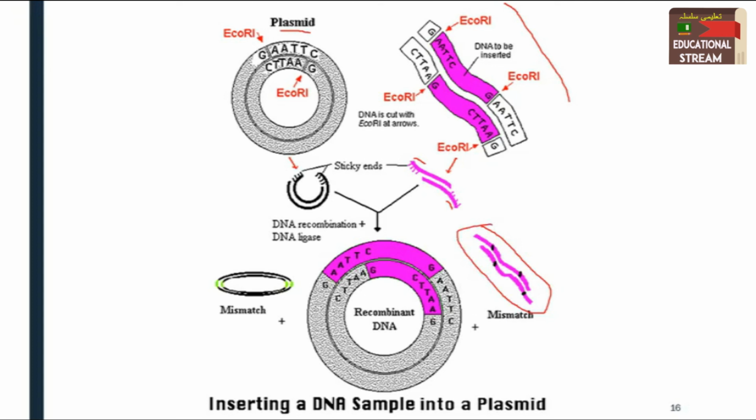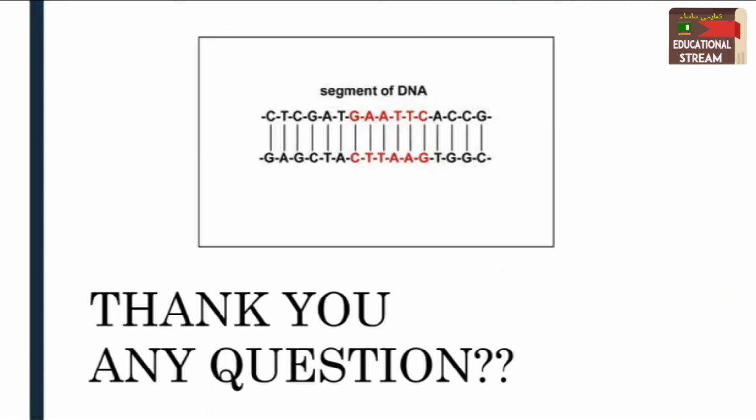So we will treat the plasmid as such also with EcoRI. We get the sticky ends when the DNA recombination process occurs. With the help of DNA ligase enzyme, we will ligate this fragment into the vector, and in this way we get the recombinant vector. While in the mismatch of the vectors, like if there is no cut in the vector and the vector is intact, there will be no insertion of the fragment. So in this way we will get the recombinant vector.